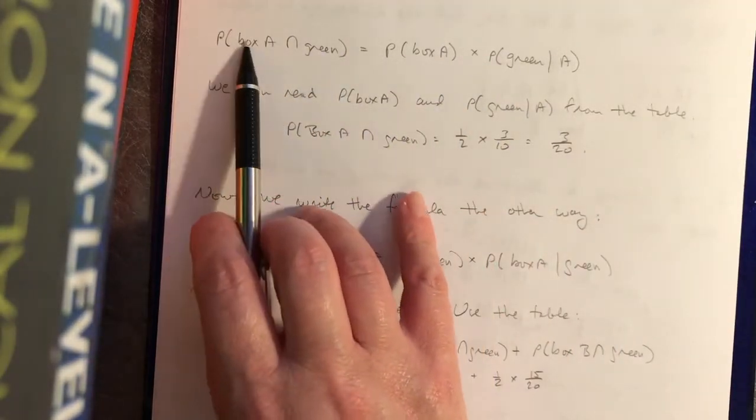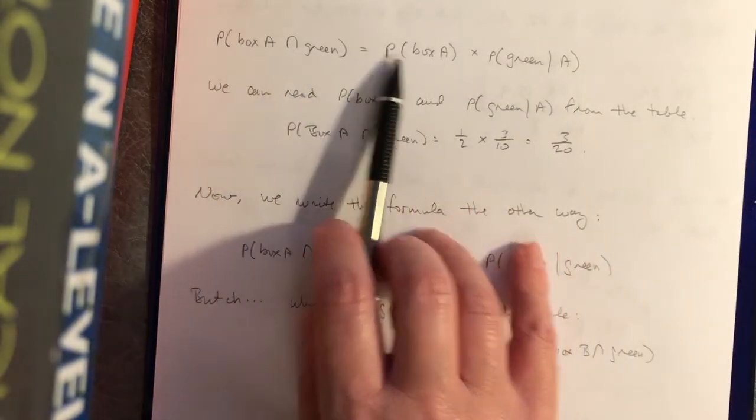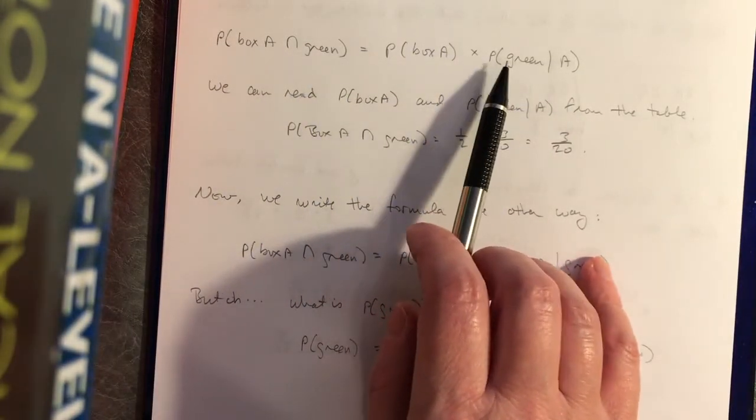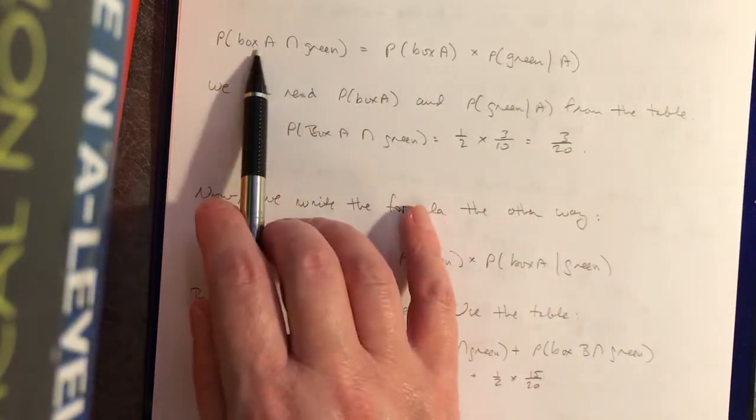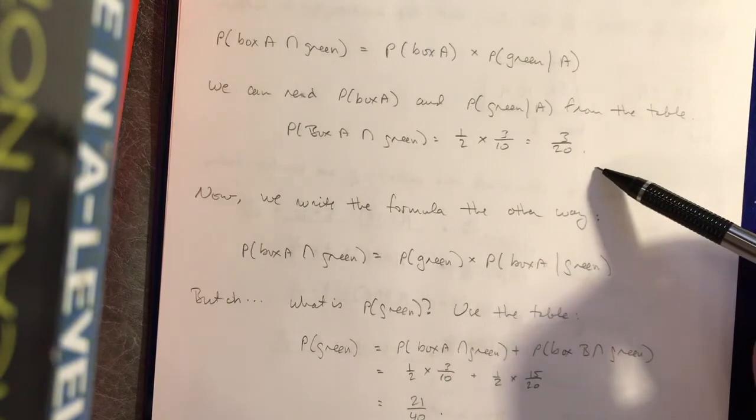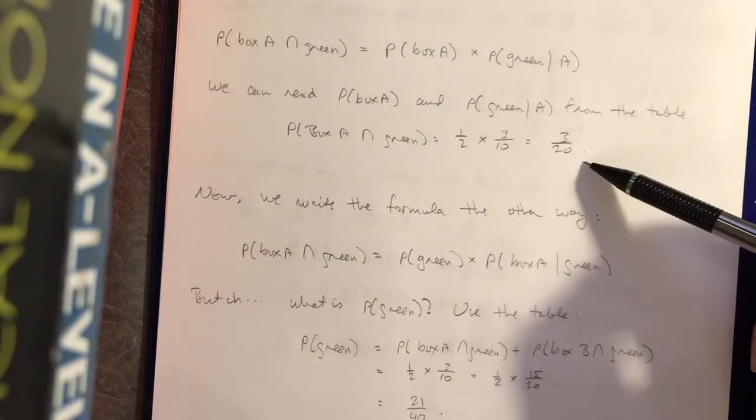Okay, the probability of box A and green. This is reading off the tree, is probability of box A times the probability of green given box A. And that means I can figure out the probability of A and green, and that's 3/20ths. You're probably ahead of me and just pulled it off the tree immediately. But here it is formally written out.